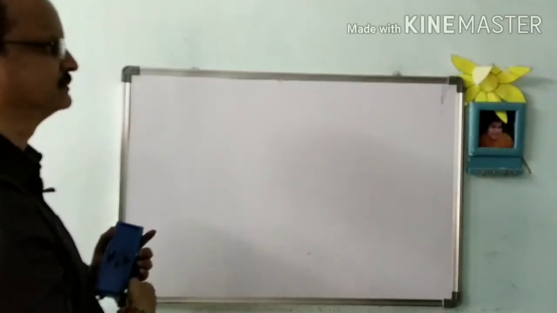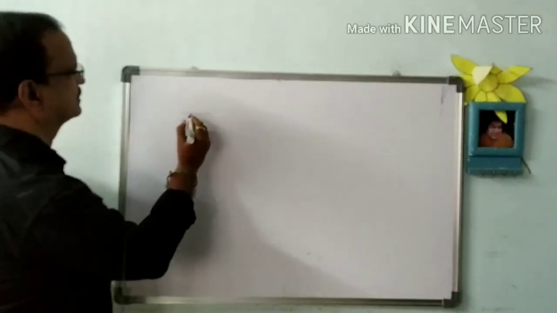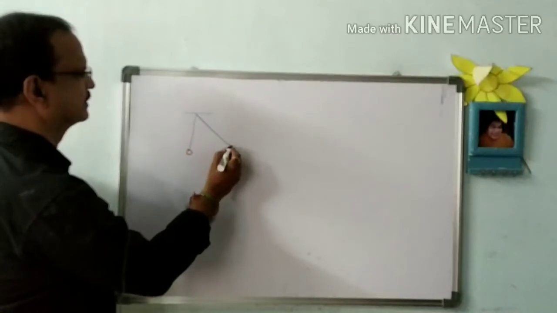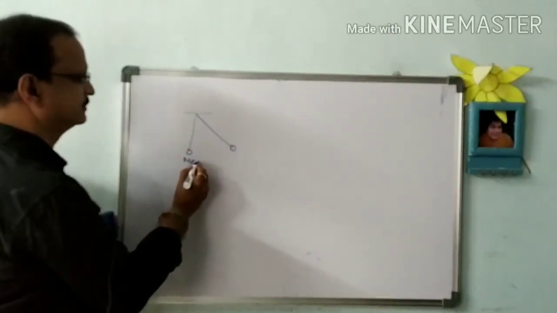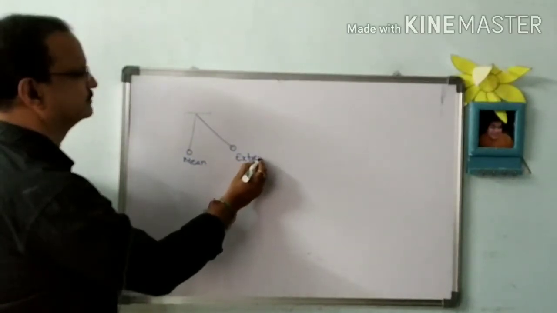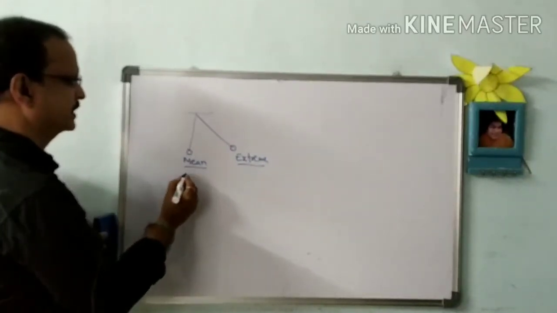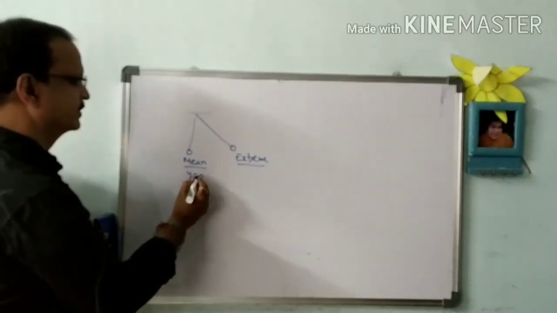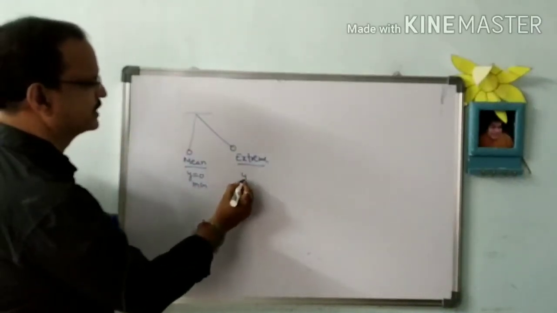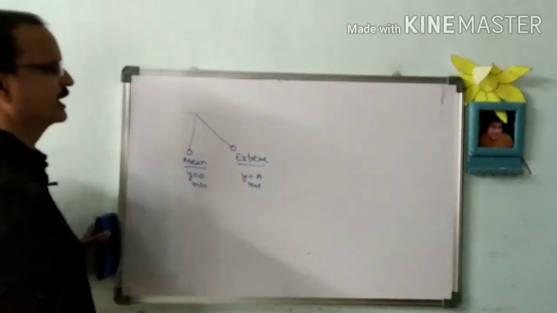So here, to remember easily in examinations, let us say that this is the mean position and this is the extreme position of a simple pendulum. Alright. So at mean position, y is equal to 0, displacement is 0. And at extreme position, displacement is maximum, which is nothing but what we call the amplitude.